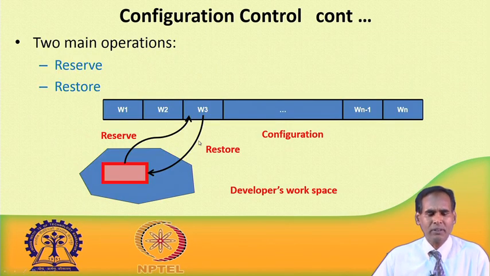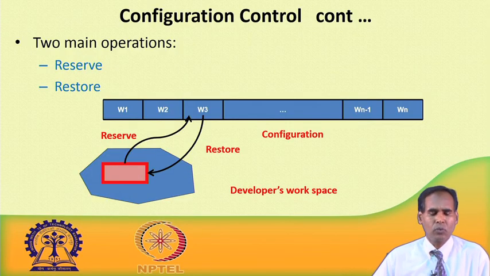So, let us explain how this configuration control process works. As I have already told you, there are two important operations in the configuration process. One is reserve, another is restore. You see, suppose this is the developer's workspace.